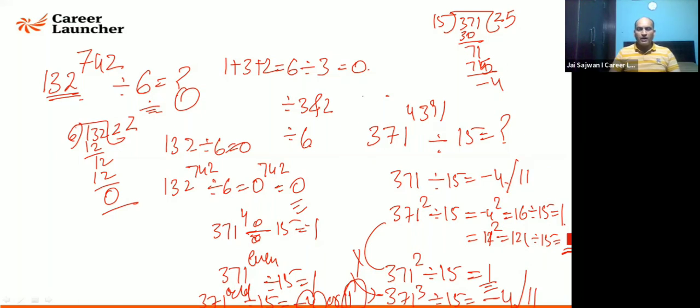So I know the power is coming out to be an odd number, my dear. 4391 is an odd number. So my remainder will come out to be 11 or minus 4. I believe it is clear to all of you now.